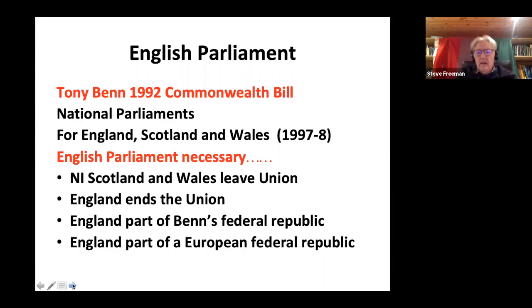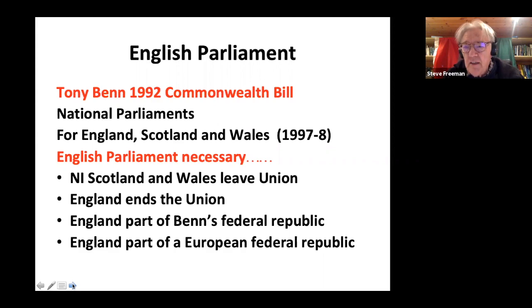Now, thinking about it, an English Parliament would be necessary. Can you imagine how it might come about? If Northern Ireland, Scotland and Wales were to leave the Union, if they all decided they'd had enough of being in the Union, Scotland's not far away, Ireland's been trying to get there, Wales seems less likely, but there is a growing move for Welsh independence taking place. So if they all left the Union and we were left on our own, then we'd have an English Parliament by default, because everybody else had cleared off. We're sitting there on our own, and Westminster is now called the English Parliament again.